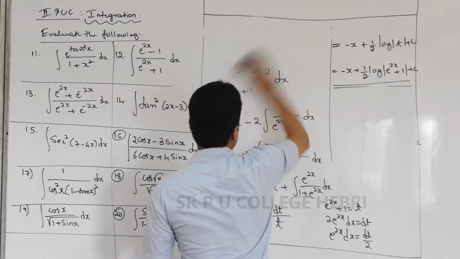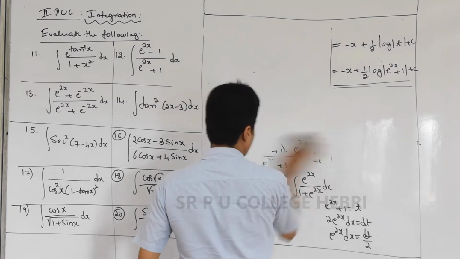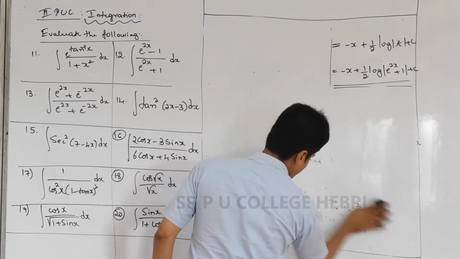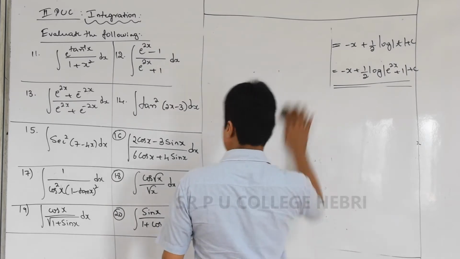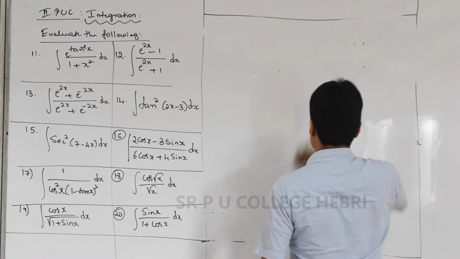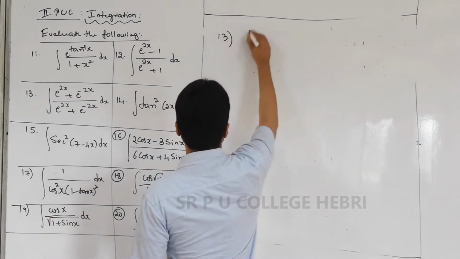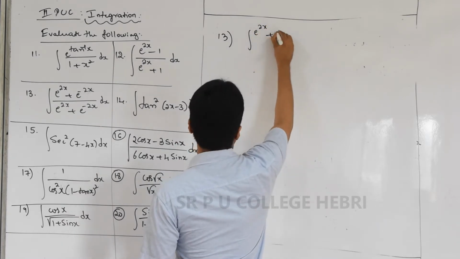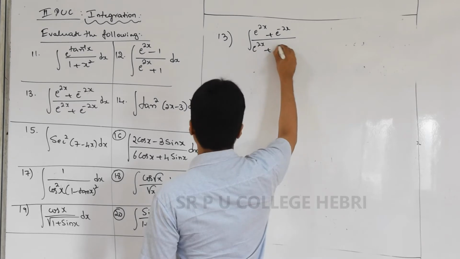Question is, I think, visible for you, right? So you can definitely start before I write the solution on the board, okay? Which is the 13th question. e power 2x plus e power minus 2x divided by e power 2x plus e power minus 2x. Okay, I hope you are trying. The question number 13 is e power 2x plus e power minus 2x divided by e power 2x plus e power minus 2x.